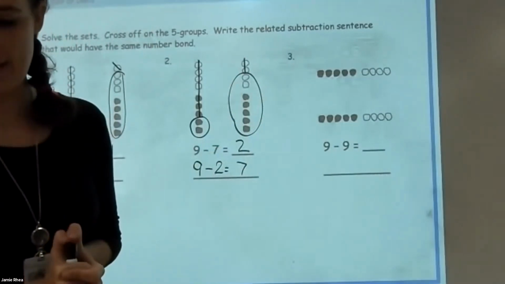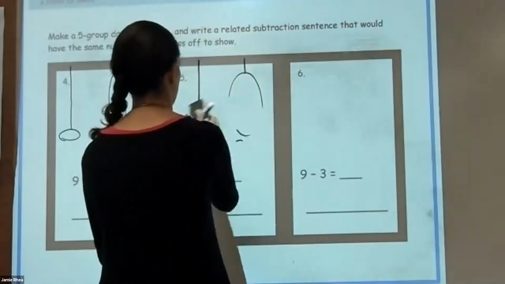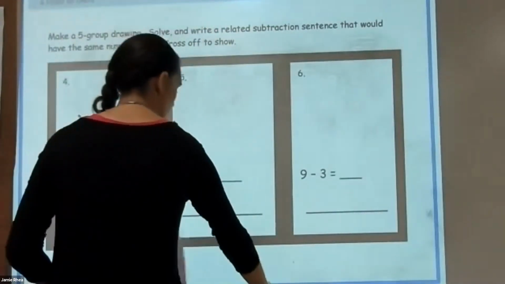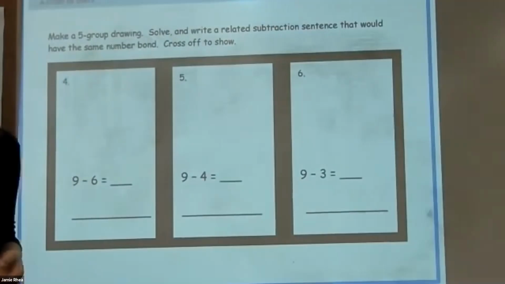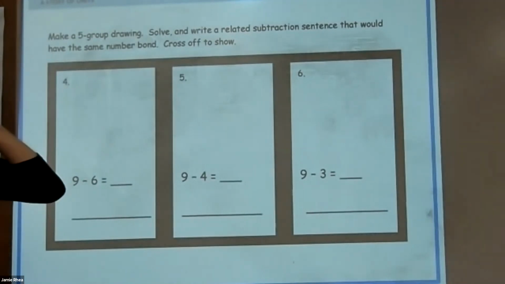Let's look at the next section. Let's read our directions. Make a 5-group drawing. Solve. And write a related subtraction sentence that would have the same number bond. Cross off to show. Okay, so first thing we've got to do is draw a 5-group to match. So we're going to draw 9 of them.